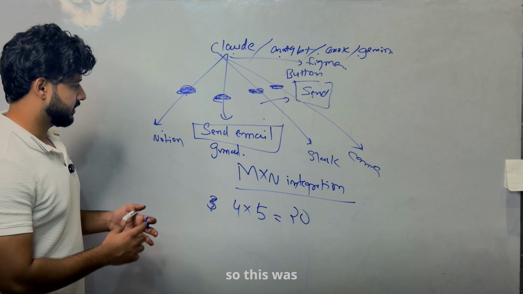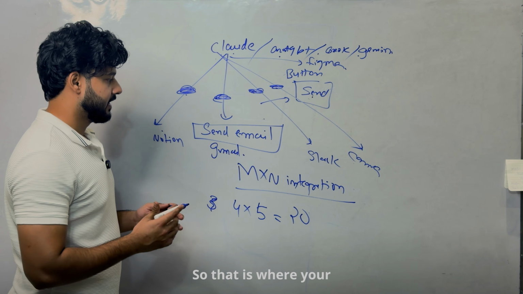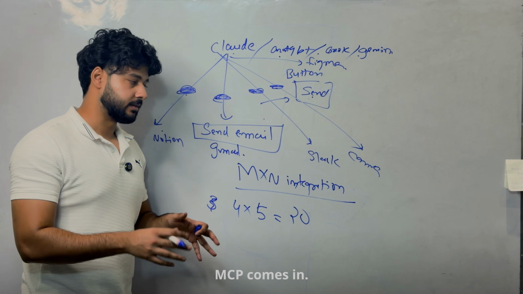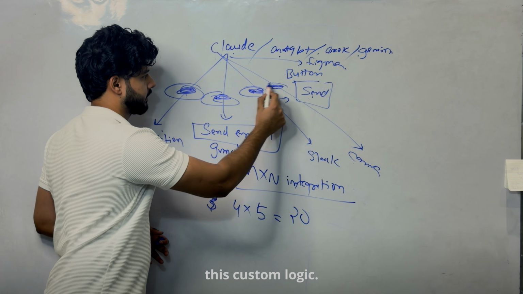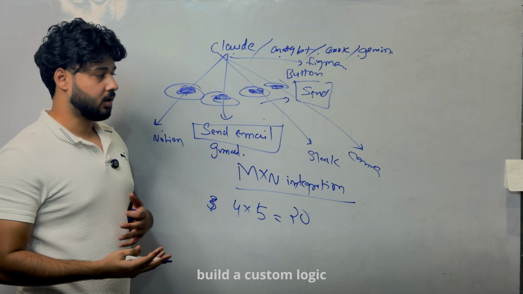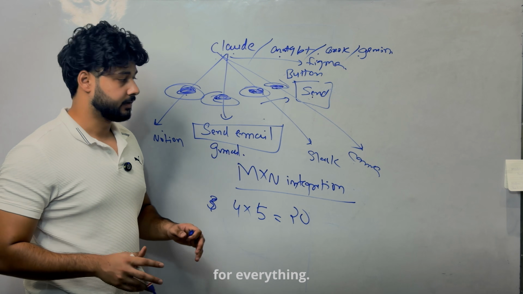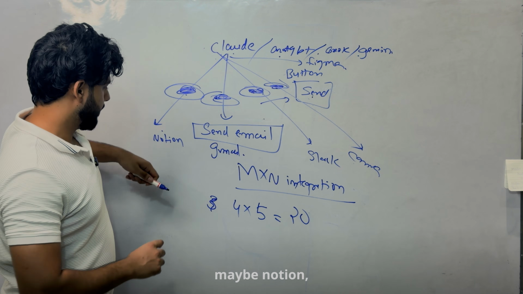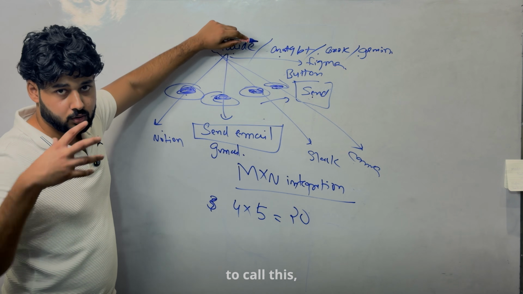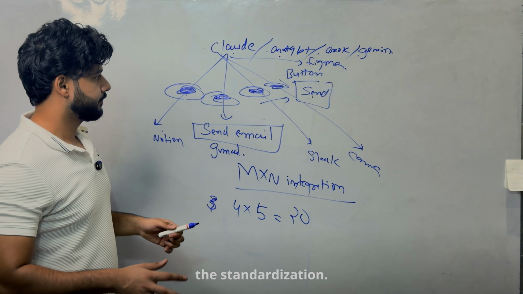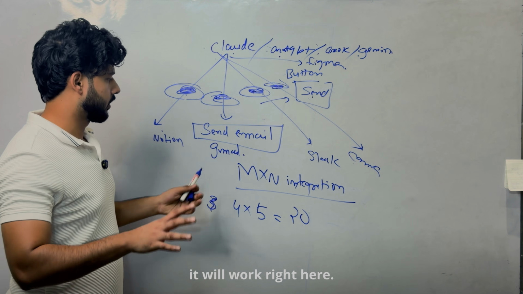So this was the huge problem. So we need some kind of standardization, right? So that is where your MCP comes in. What we will do is standardize this custom logic. We will build a standardized logic which will work for everything. If Claude wants to call maybe Notion, they can do it through this standardization. If ChatGPT wants to call this, they can use the standardization. We replace this with anyone, maybe Claude, ChatGPT, Grok, it will work, right?